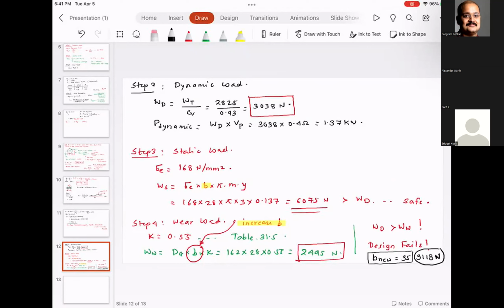Everyone understood this? Any question? So wear load is the maximum amount of load that the contact can sustain. Dynamic load is different because the load is not static, it's continuously changing. There is velocity involved. The material is loaded in, loaded out, loaded in, release, loaded in, loaded out, so it's fatigue loading. Any other questions from anyone?